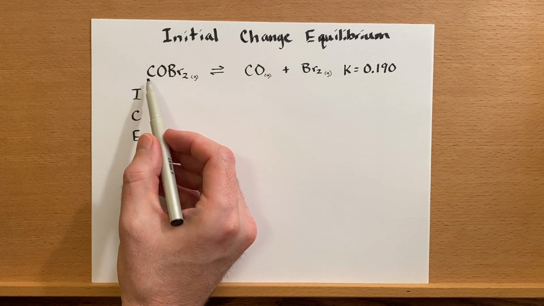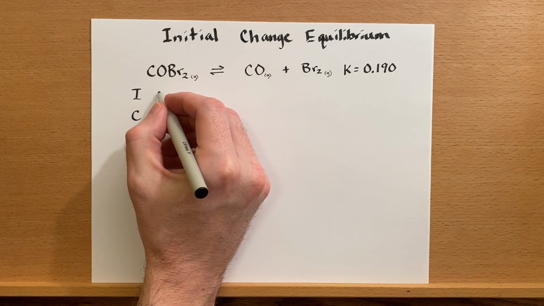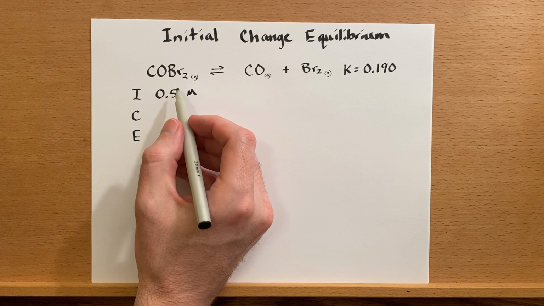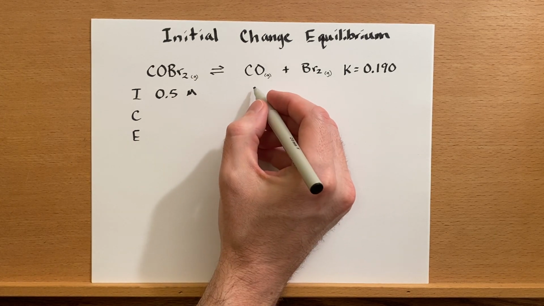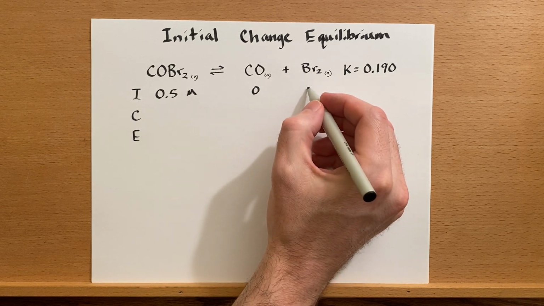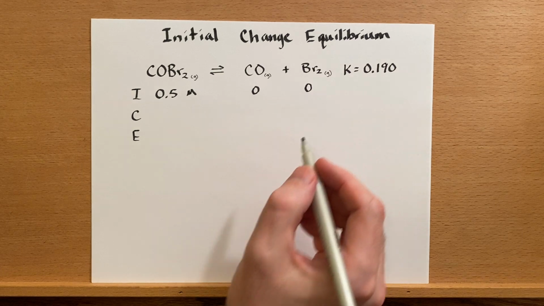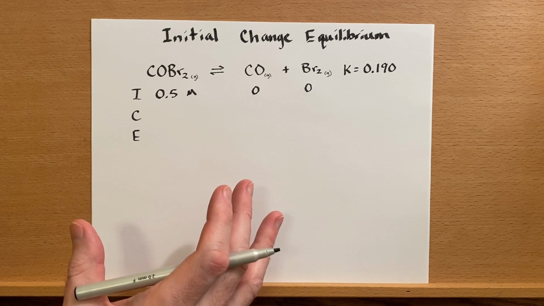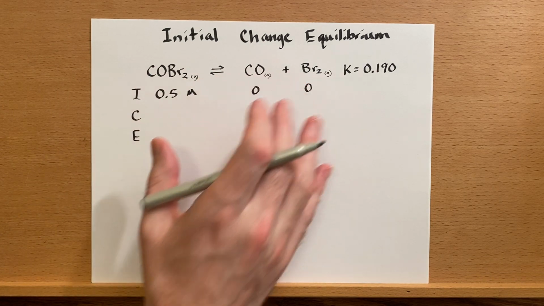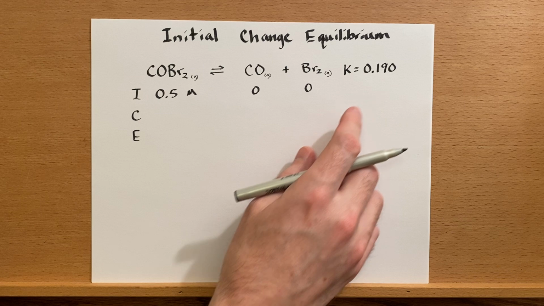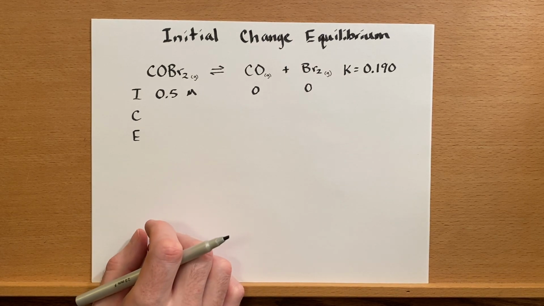Now, let's say that we begin this problem with 0.5 molar COBr2. So we initially in our flask have 0.5 molar COBr2. And let's also say that we don't have any carbon monoxide in there. So we have 0 of that. And let's say we have no bromine in there as well. Now, the question is, what is the concentration of each of these species at equilibrium? Now we have our K, it's 0.190, and so we should be able to solve this.